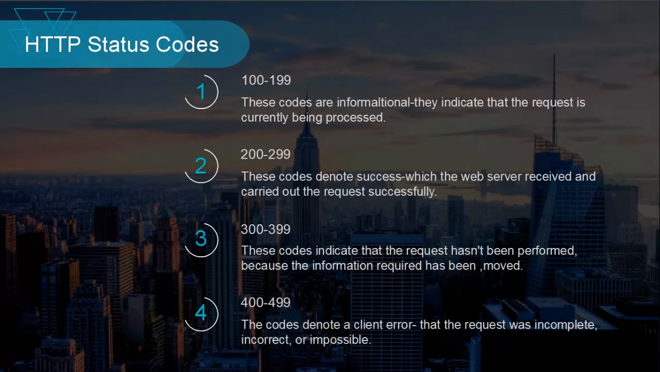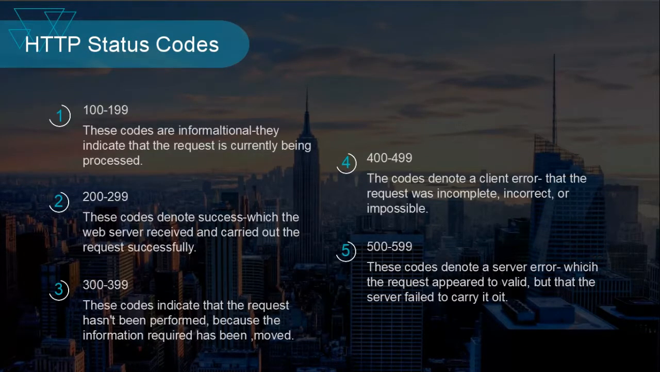Fourth is 400 to 499. These codes denote a client error, where the request is incomplete, incorrect, or impossible. Then the fifth is 500 to 599. These codes denote a server error, where the request appeared to be valid but the server failed to carry it out.